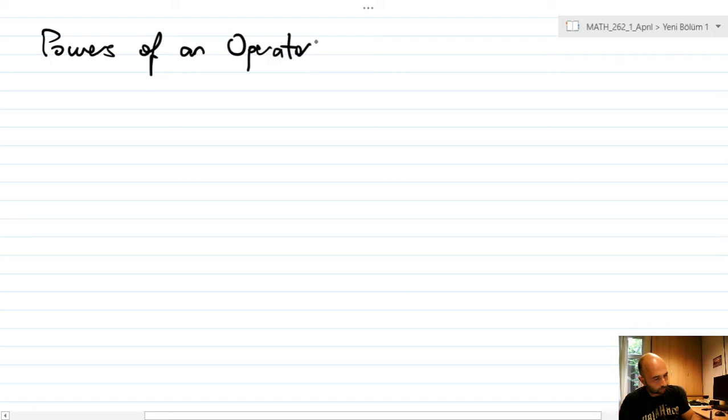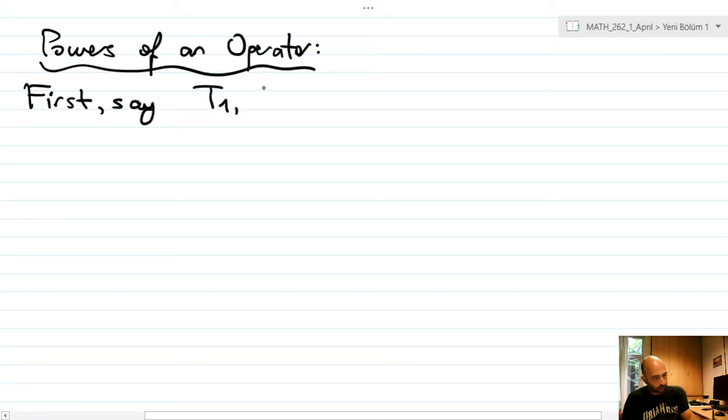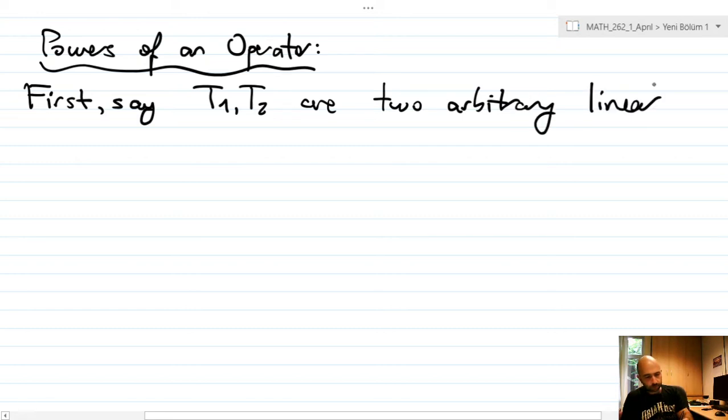Now we want to use this. Let's talk about the powers of an operator. Okay, now the first remark is, let's say T1 and T2 are two arbitrary linear operators on the vector space V.